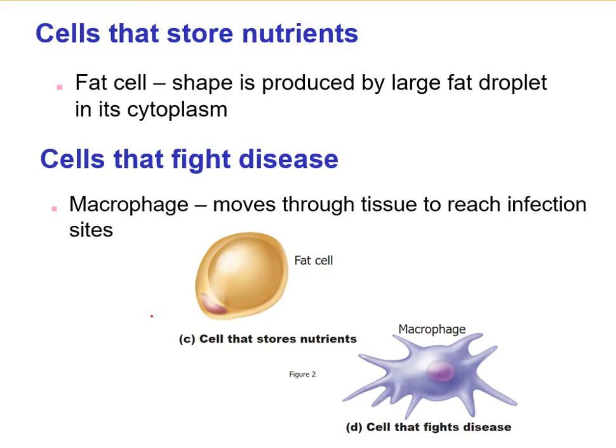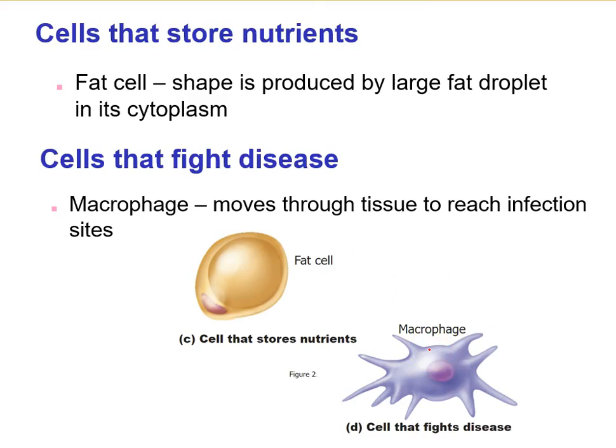The next group of cells can store nutrients. The best example is the fat cell, or adipocyte. Inside these cells, there is a large fat droplet. As you can see, this large fat droplet occupies most of the cytoplasm and pushes the nucleus to the periphery of the cell. Other cells can fight disease. These can be counted as our immune cells, like macrophages. The macrophage moves through the tissue to reach the infection site, and through phagocytosis it can digest or destroy the microorganism.